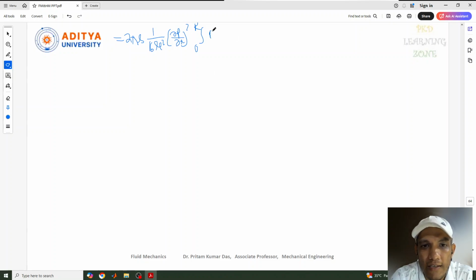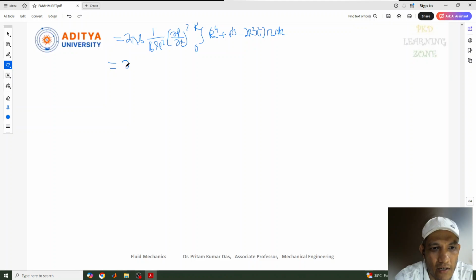So here I can write R to the power 4 plus small r to the power 4 minus 2 r square, bracket close, and r dr. Now this one again we can just write it here, 2, and this 16 we can cancel it. So what I can write, pi rho divided by 8 mu square, whole bracket, del p by del x square.